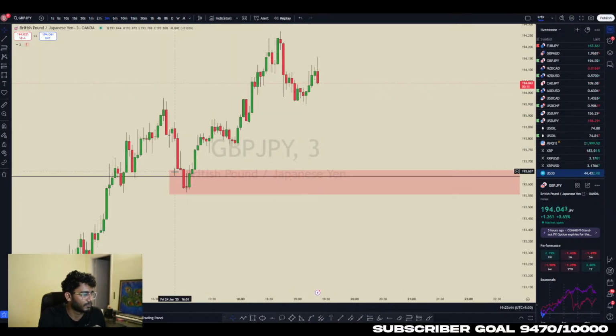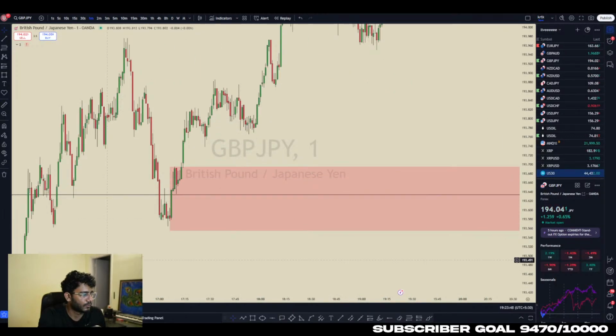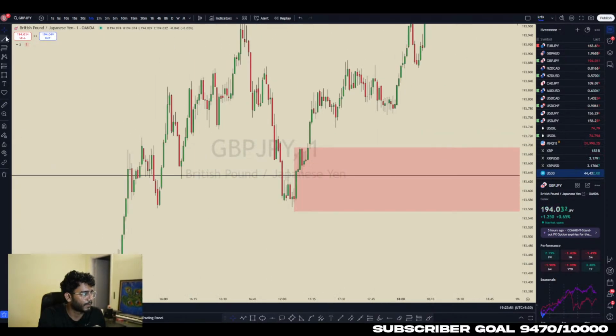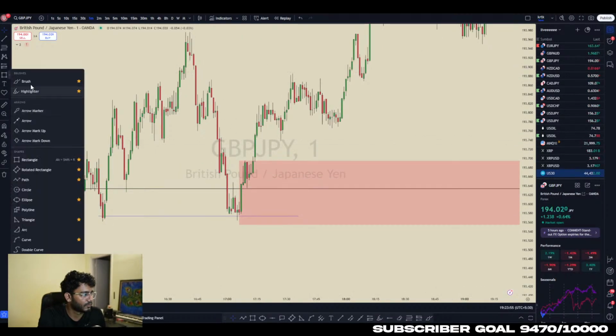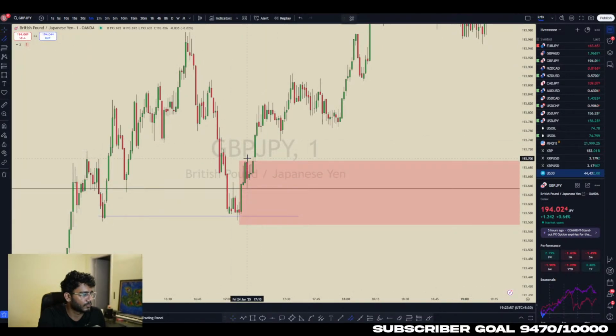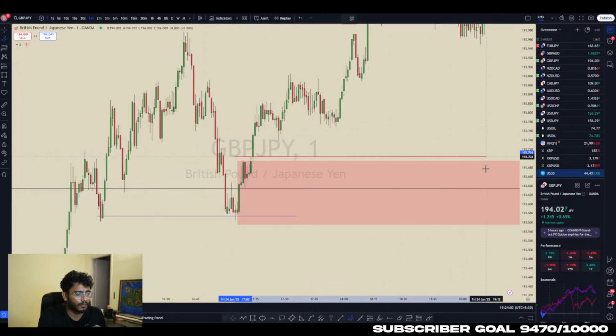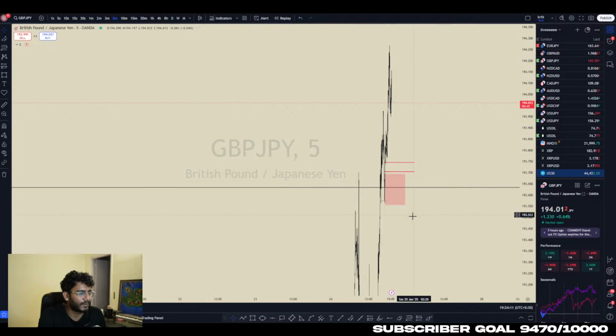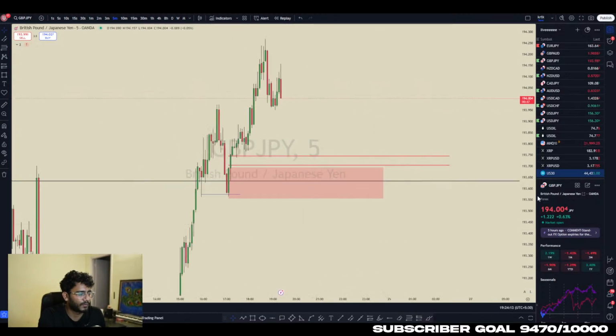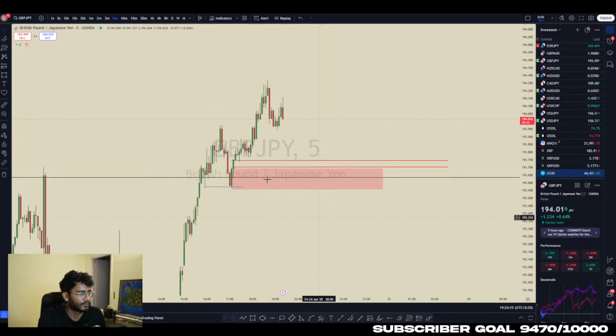5 minutes, let's see what we have. So on GJ, price induced this. We have this imbalance. This is the imbalance. So you can look for a buy side entry at this area. On 5-minute, we can see we have this area.